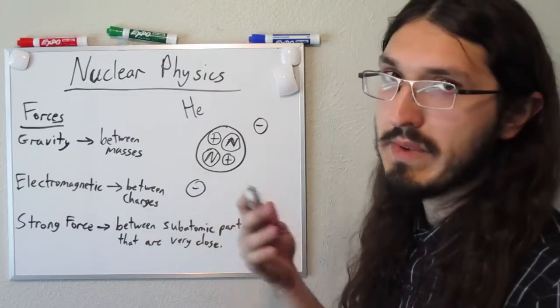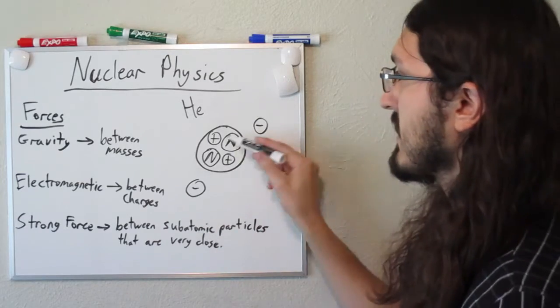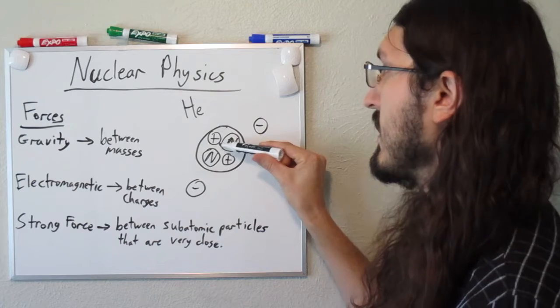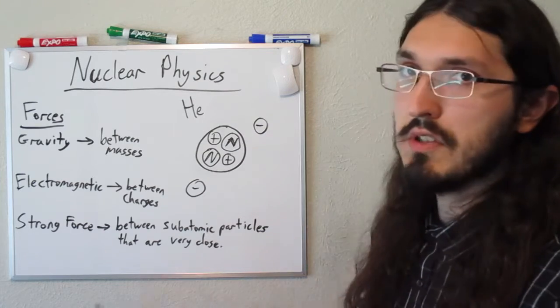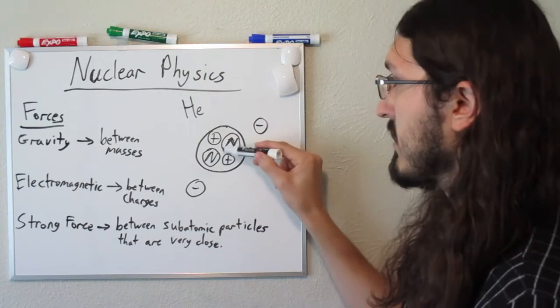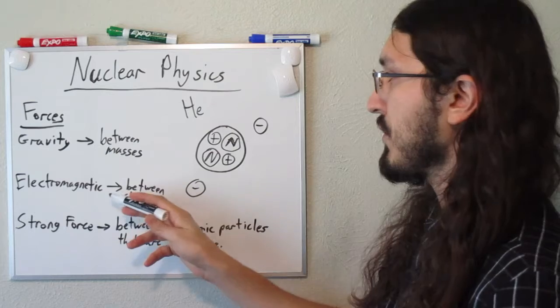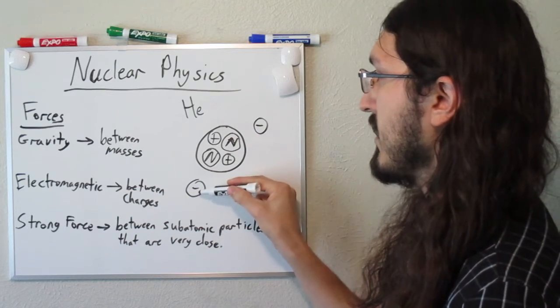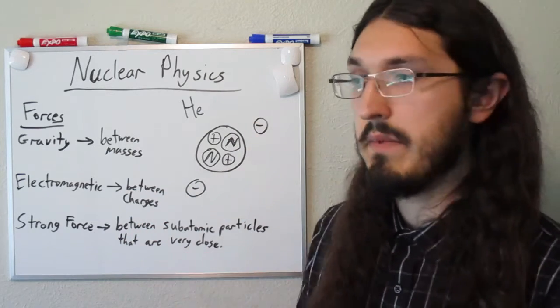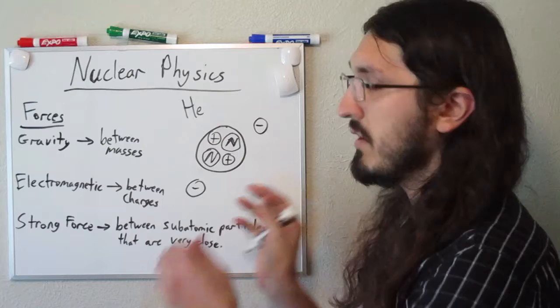We know that the electromagnetic force can't be responsible for keeping these things together, because protons have positive charges, neutrons have no charge, so there's no electric or magnetic force between those particles. There is an electromagnetic force between the protons and the electrons, and that's why the electrons stay close to the atom. But the strong force is what keeps the nucleus itself together.